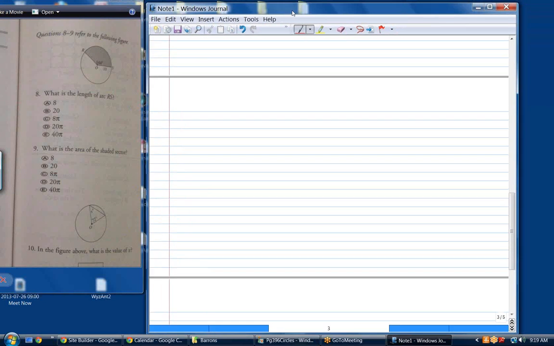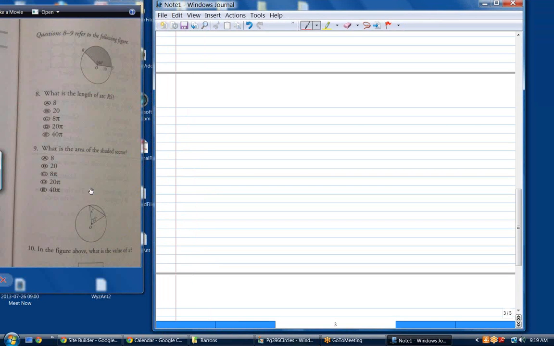This next page I've got photographed twice, and this is the clearest copy, so let's see if we can figure it out. Most of these questions seem to be short, so let's use this page here. Questions 8 and 9 refer to this figure. What is the length of arc RS?